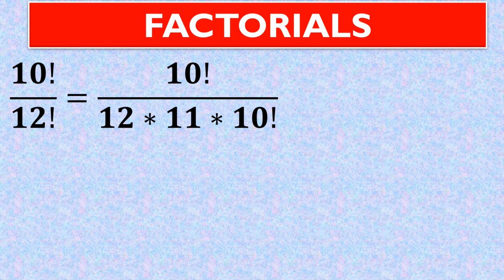But remember that your 10 factorial above is also the same and as contained in the 12 factorial, such that your 12 factorial can now be expressed as 12 times 11, then times 10 factorial. So you have 10 factorial common to the numerator and the denominator, so they can simply cancel out. So divide through by 10 factorial, you have 1 there and 1 there. So you simplify, you have 1 divided by 12 times 11, which is 132.